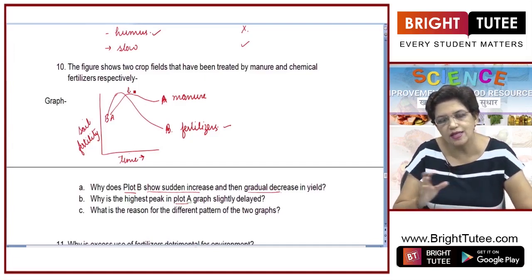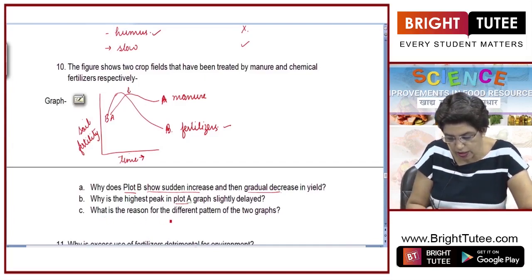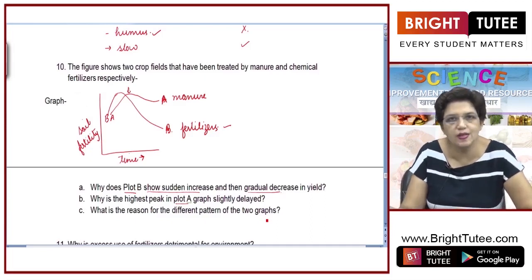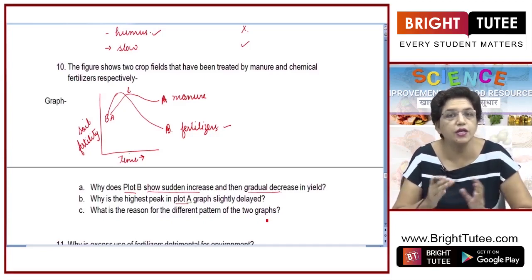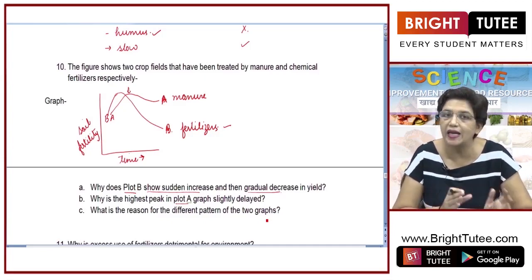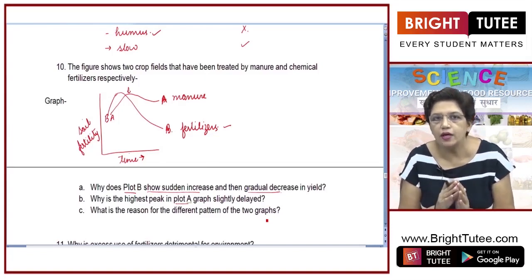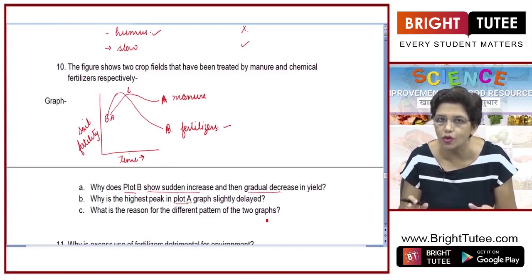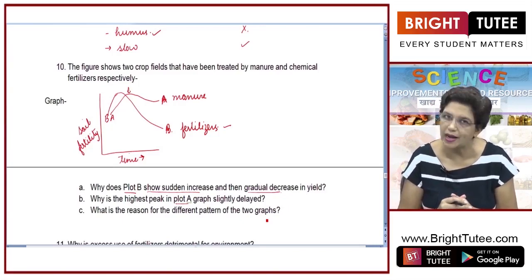That is why it is showing a delayed action. Thirdly, what is the reason for different patterns of the two graphs? I just discussed in the previous question that fertilizers instantly increase the fertility of the soil, as they are nutrient specific and they contain a high concentration of nutrients. On the other hand, manures are not nutrient specific, they do not contain a high concentration of nutrients. That is why these two graphs are showing different patterns.